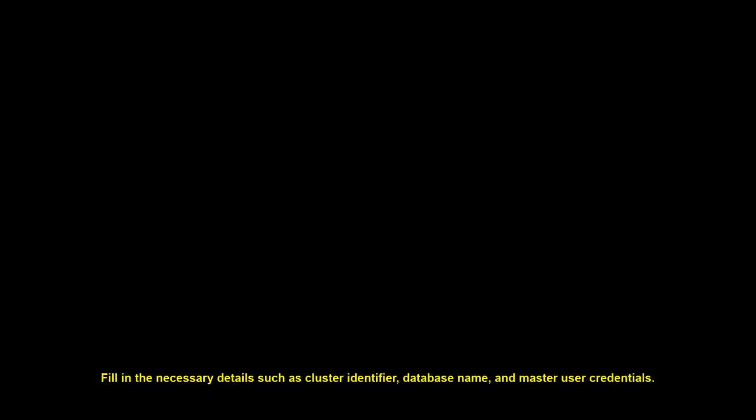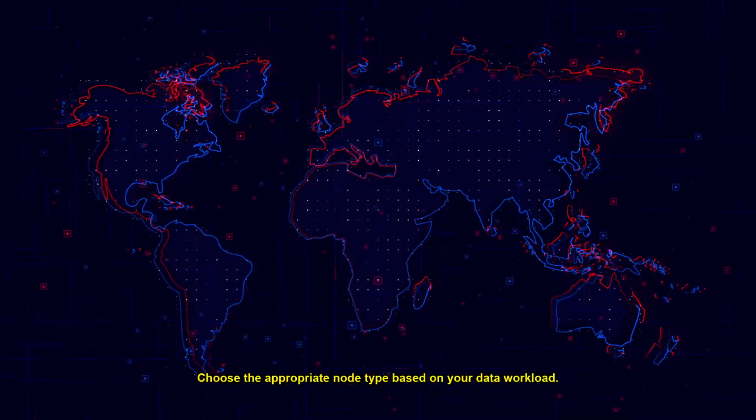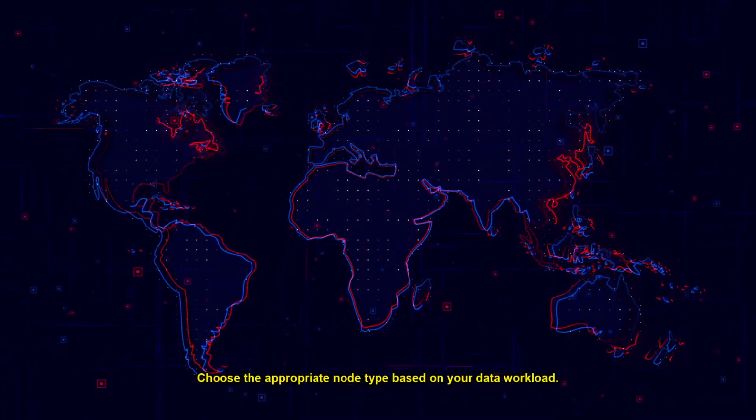Fill in the necessary details such as cluster identifier, database name, and master user credentials. Choose the appropriate node type based on your data workload. Configure additional settings such as VPC and security groups. Launch the cluster and wait for it to be ready.